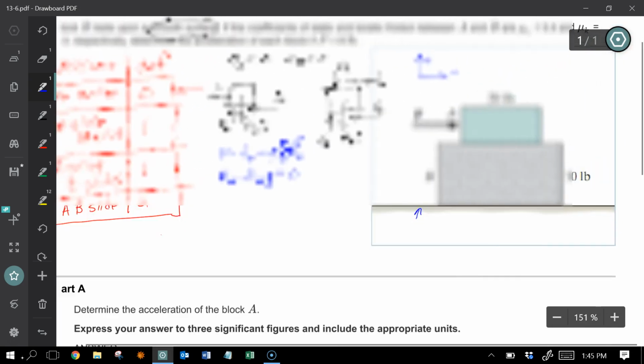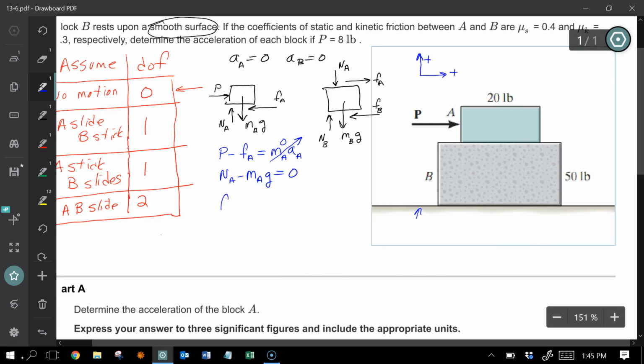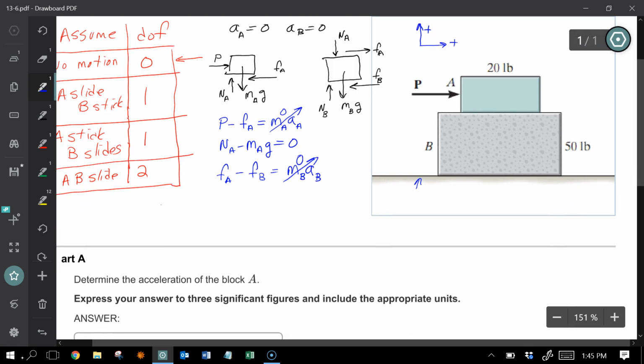Okay, so let's sum forces on the body B. On body B, horizontally, FA minus FB. That's all. That equals mass times acceleration. It will be mass B, the mass that's in the free body, times the acceleration of B horizontally, which is 0 because of my assumption that everything is stationary. Sum forces vertically, you have NB minus MBG minus NA equals 0. It's the vertical acceleration.